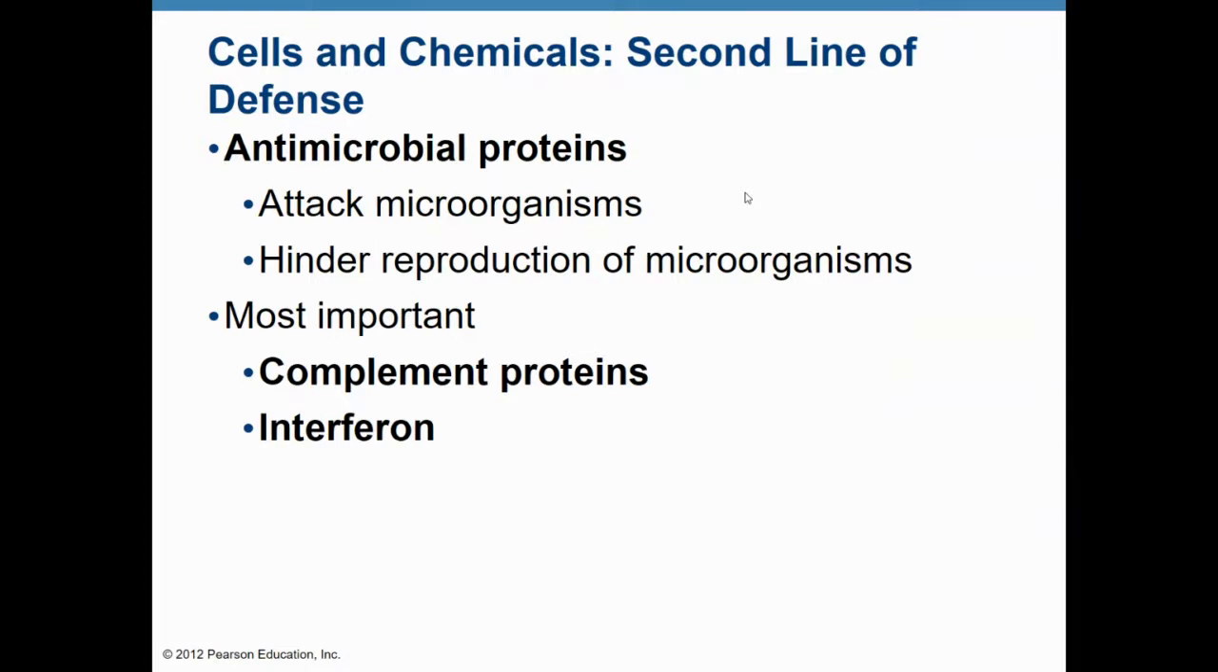Another component of our second line of defense is going to be antimicrobial proteins. And we have two different types. One type is going to attack microorganisms directly. Another type is going to inhibit the replication of microorganisms. So the two most important of our antimicrobial proteins are going to be complement proteins, and then there's one called interferon.